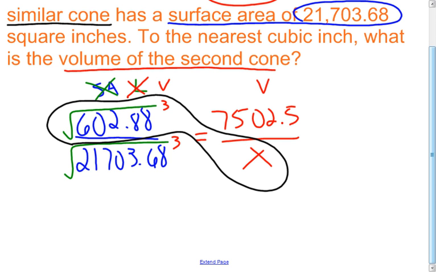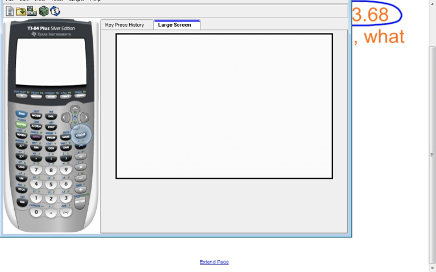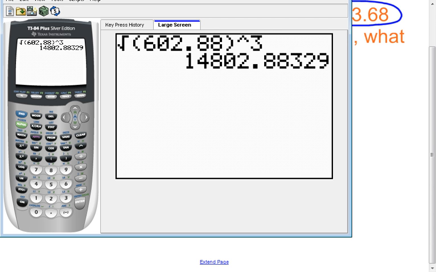Why don't I just go to the calculator and I'll show exactly what I'm going to do. So I'm going to get rid of that from before. I need to take the square root of 602.88. So it's second and then x squared, so now I have the square root. I'm going to put my parentheses, so now I'm taking the square root. I also needed to cube it. So then I'm going to use my caret key or the power key, and then I have to cube it. Make sure that you get that parenthesis in there so that you do it in the right order. I'm going to push enter.